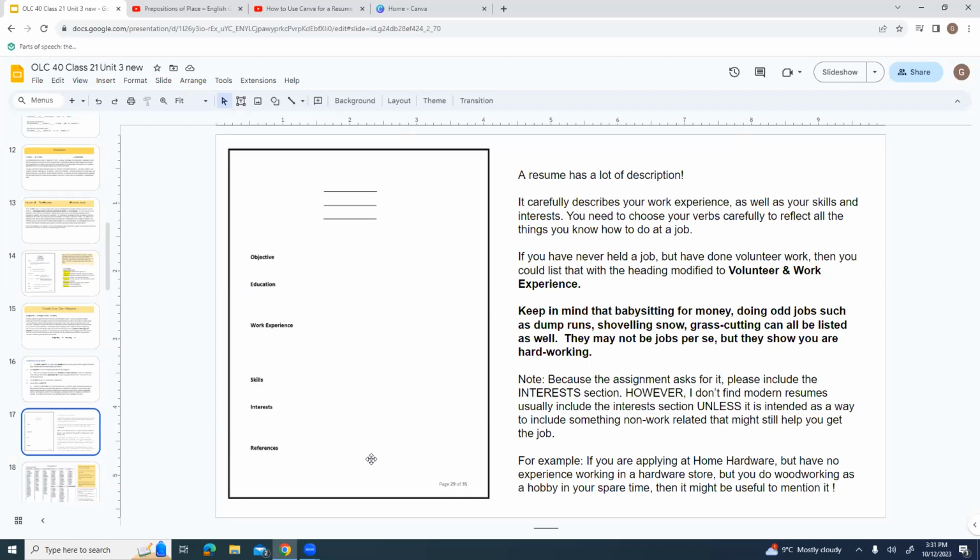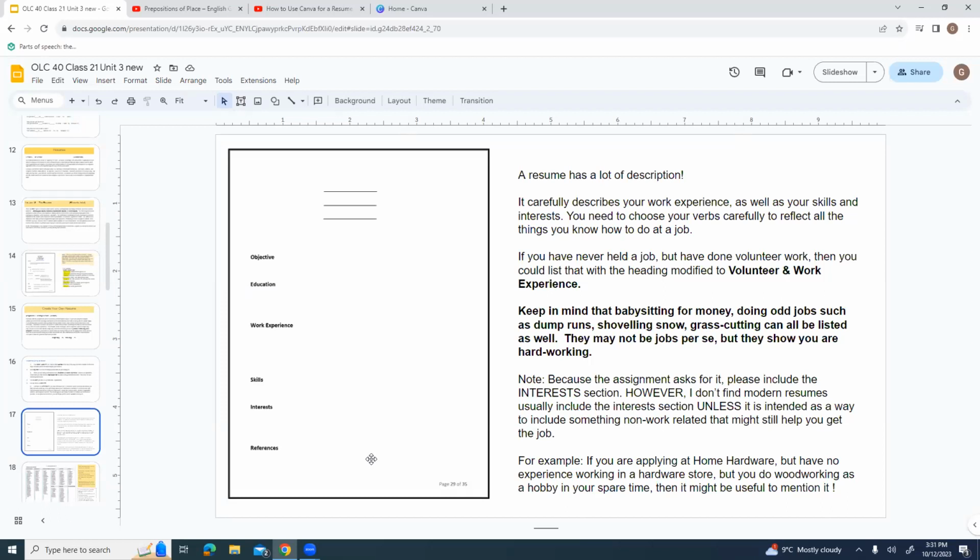So for example, if you were applying at Home Hardware, but you didn't have any experience working in a hardware store, but you do woodworking as a hobby in your spare time, by all means, mention the interests. If you're applying at a sports store and you're a huge outdoor buff and are always involved in skating and skiing and snowshoeing, then of course mention it, right? So that is where interests can be useful.